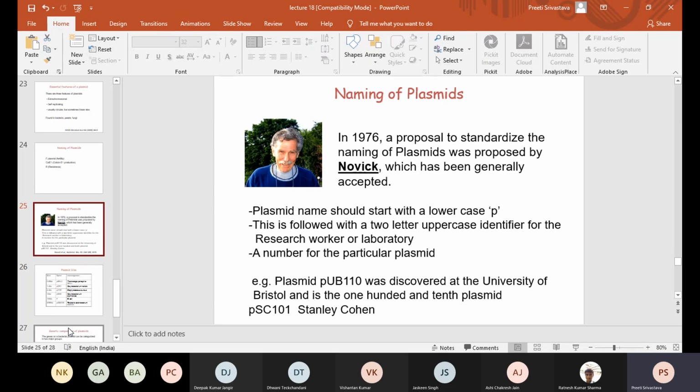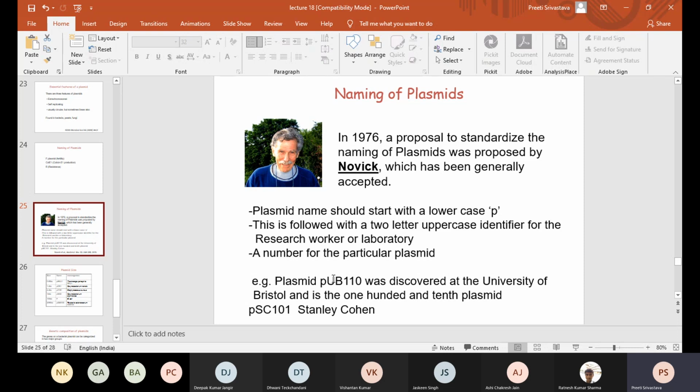But later on, there was a scientist called Richard Novick. He suggested a standard nomenclature for the naming of plasmids. In the year 1976, he proposed that when we want to name a plasmid, the name should start with a small letter p. So whenever it's a small letter p, that means it's a plasmid. And then you can write in uppercase the name of the university or the name of the research scientist.